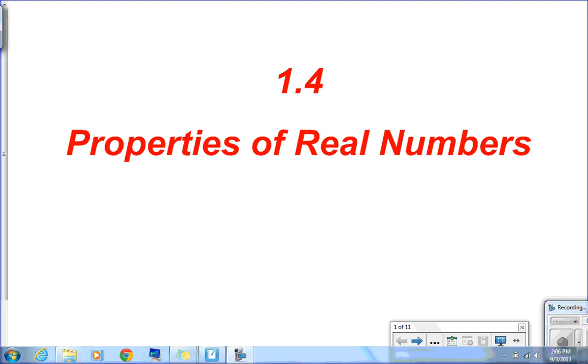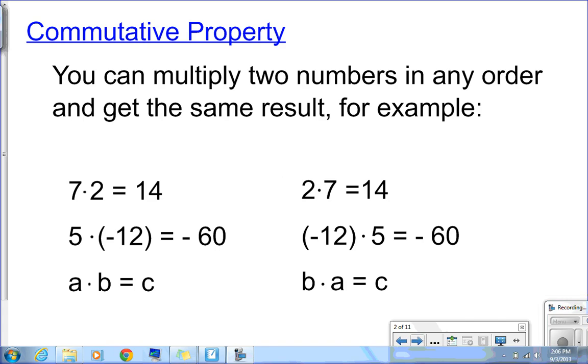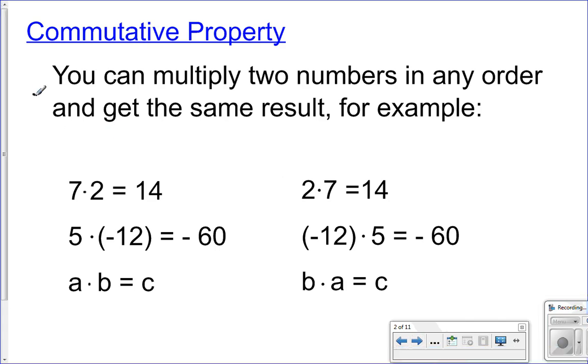Hello, today we are going to learn about section 1.4, properties of real numbers. So the first property we're going to learn about is the commutative property. The commutative property of multiplication says you can multiply any two numbers in any order and get the same result. So for example, if I have 7 times 2, that's the same thing as saying 2 times 7.